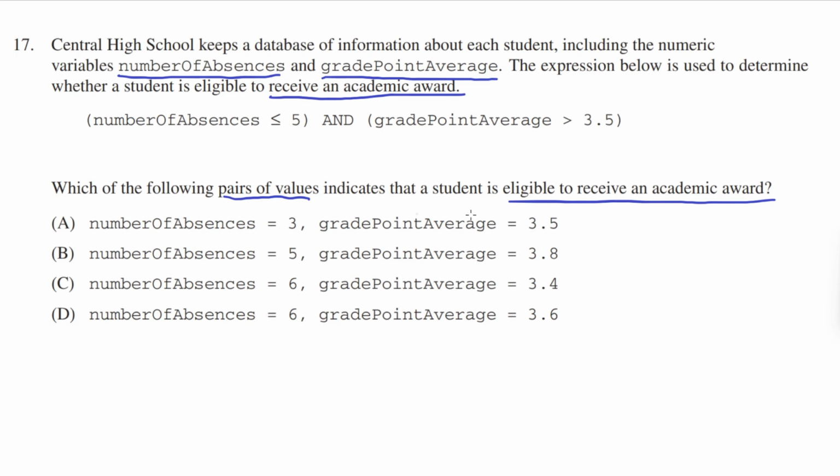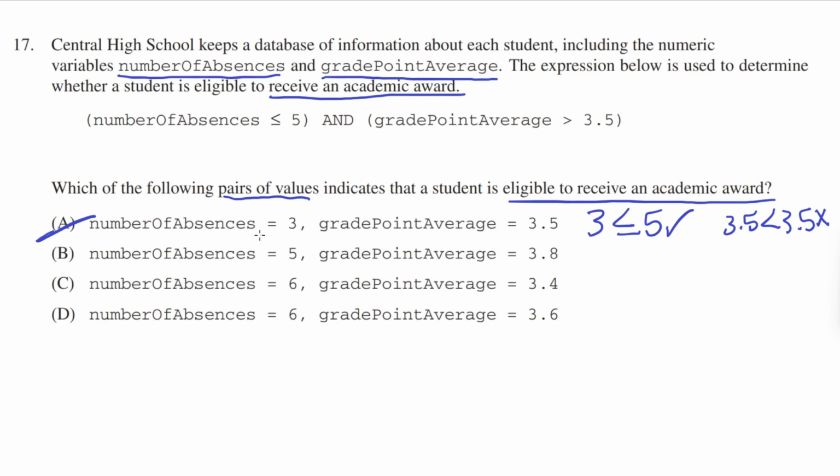A says the number of absences is equal to 3 and the grade point average is 3.5. So number of absences 3, that is less than 5, so that's good. And grade point average is 3.5, and that is not greater than 3.5. This is equal to 3.5. So that means this student does not get an academic award because their grade point average needs to be greater than 3.5. So they needed like a 3.51 or something greater than 3.5. You can't be equal to 3.5 unless they had the equal operator underneath the greater than operator.